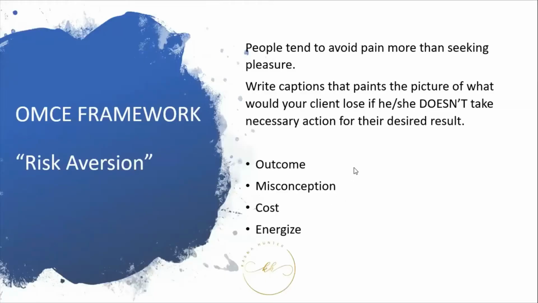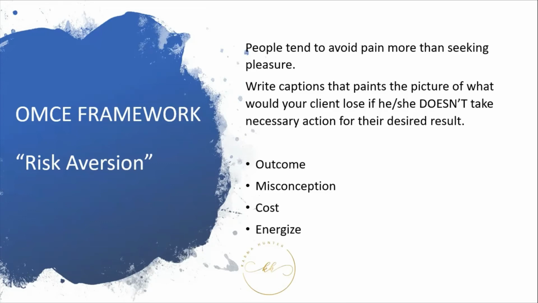Next framework we're going to talk about is the OMCE framework. This is where we're going to talk about risk aversion. So people tend to avoid pain more than seeking pleasure. Think about this. People tend to avoid pain more than seeking pleasure. This is so true and very deep. Yeah, we really spend more time and energy into avoiding pain than seeking pleasure, than doing pleasurable things.